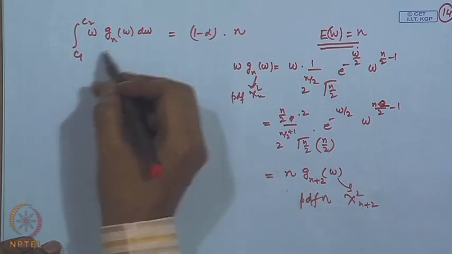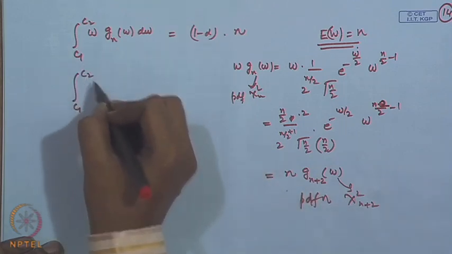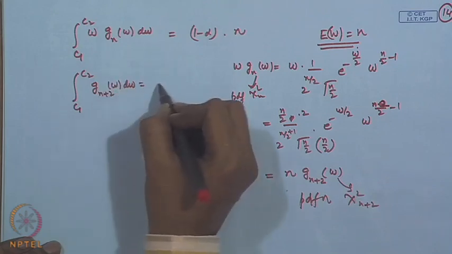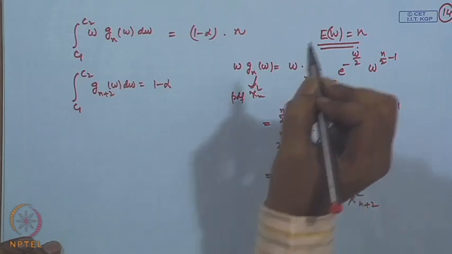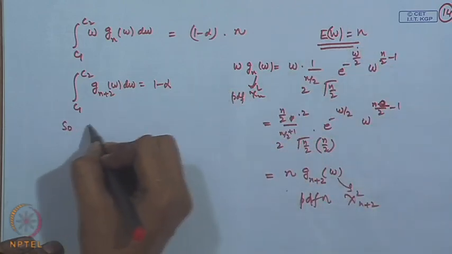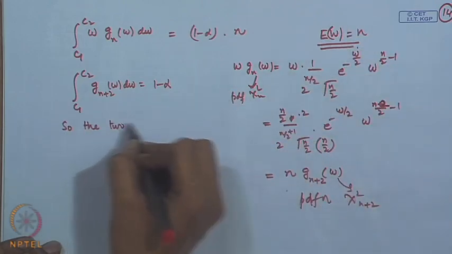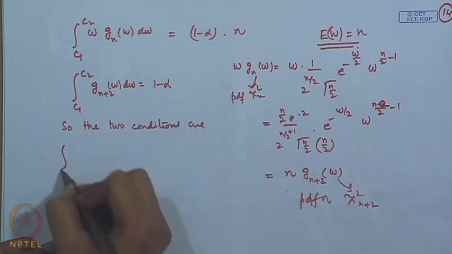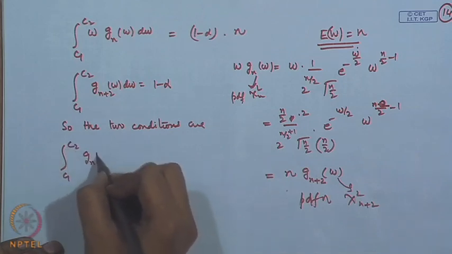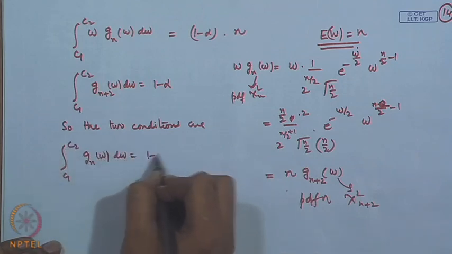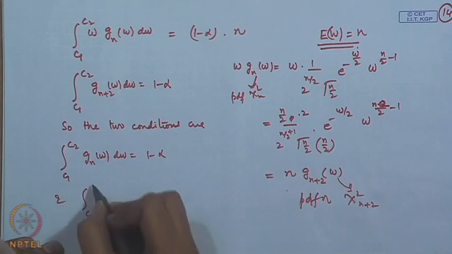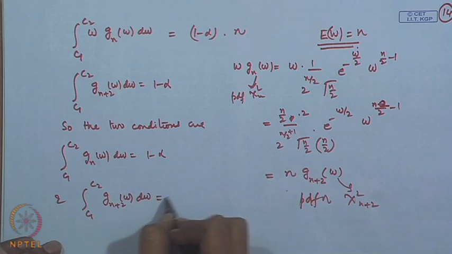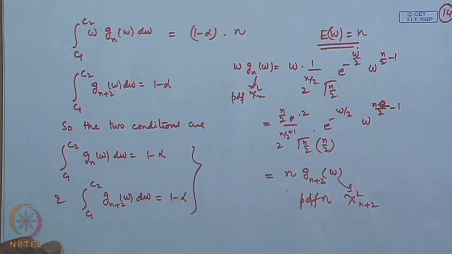So, this condition can then be written as the integral from C1 to C2 of g n plus 2 w dw is equal to 1 minus alpha. So, the two conditions are then the integral from C1 to C2 of g n w dw is equal to 1 minus alpha, and the integral from C1 to C2 of g n plus 2 w dw is equal to 1 minus alpha.